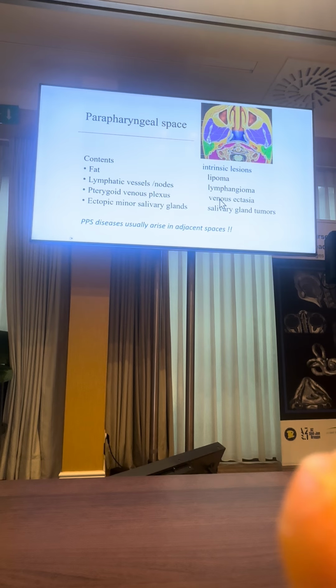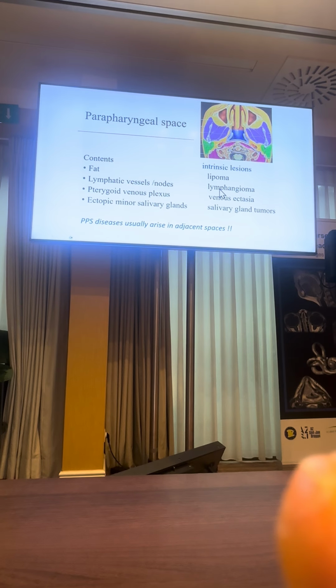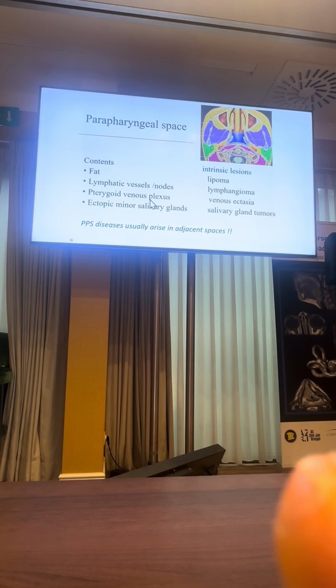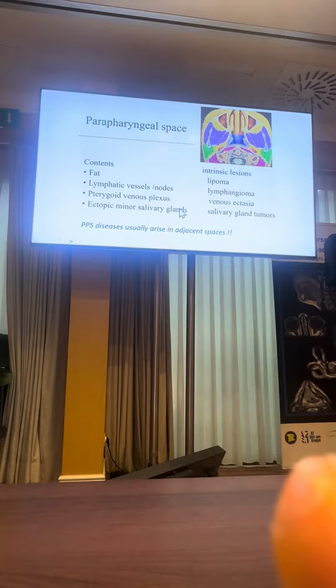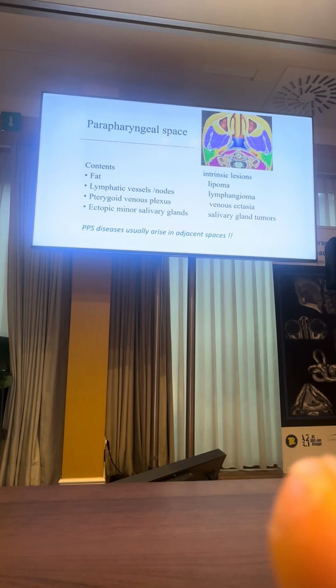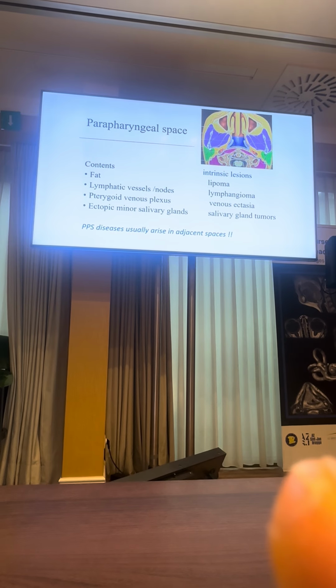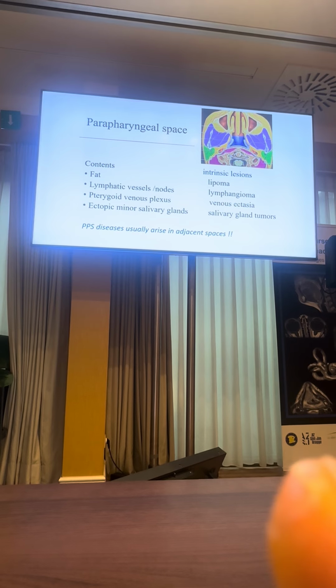So the parapharyngeal space contains fat, so potentially there may be a lipoma, lymphatic vessels and nodes, so there may be a lymphangioma. There are extensions of the pterygoid venous plexus, and we may have ectopic minor salivary glands, but all these are exceedingly rare, so fat is the main component of the parapharyngeal space. And keep in mind, any disease within the parapharyngeal space properly usually arises from the adjacent space.